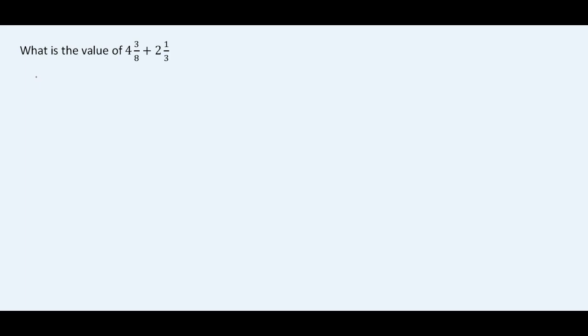The next question we have here is, what is the value of 4 3/8 plus 2 1/3? First thing we're going to do, we're going to add our whole numbers. 4 plus 2 is going to give us 6. Now we have 3 and 8 as our denominators. Let's go ahead and get the least common multiple for this set of numbers. We have 3 to the power of 1 and 2 to the power of 3.